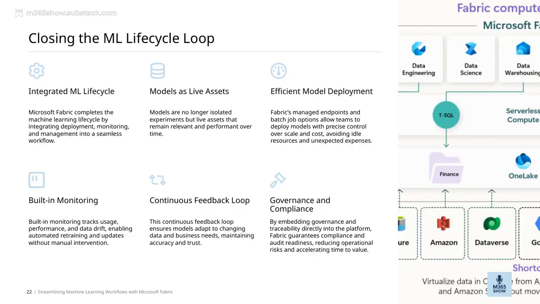Built-in monitoring is another vital component. It automatically tracks usage, performance, and data drift, so we can trigger retraining and updates without manual effort, keeping our models performing optimally. When it comes to deployment, Fabryx offers managed endpoints and batch options. This allows us to deploy models with precise control over scale and costs, avoiding wasted resources and unexpected expenses. And importantly, models are no longer just experiments. They become live assets. They stay relevant and perform well over time, contributing directly to our business objectives.